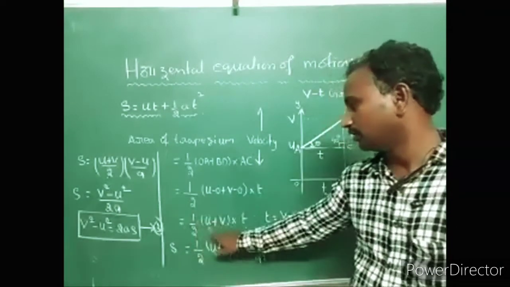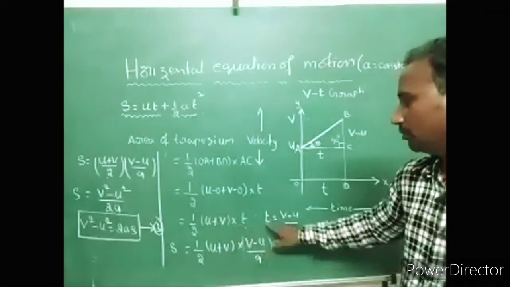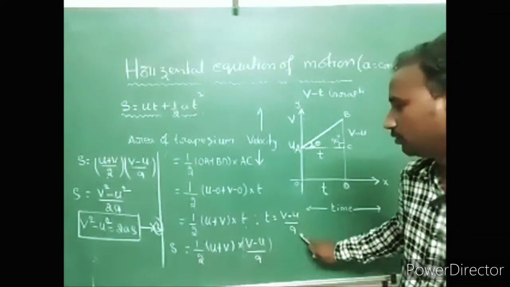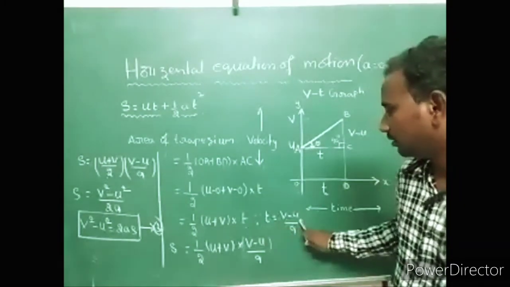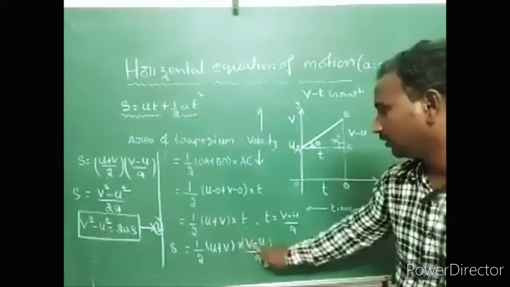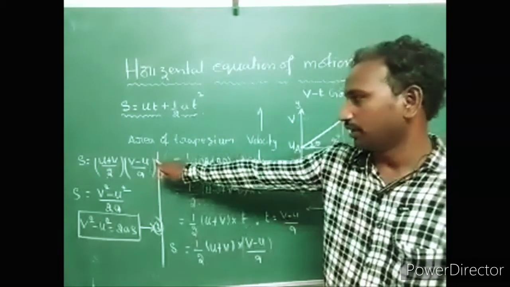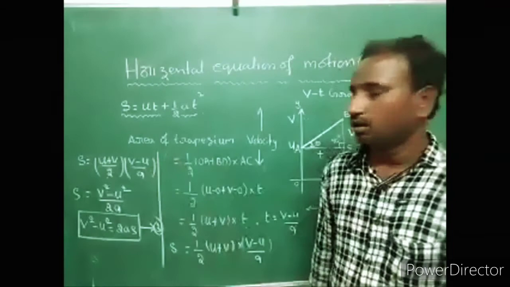So here s equal to 1 by 2 into (u plus v) into t. But here we have to consider the formula t equal to (v minus u) by a. Then in place of t we have to substitute this value, so (v minus u) by a, and (u plus v) divided by 2 into (v minus u) by a.